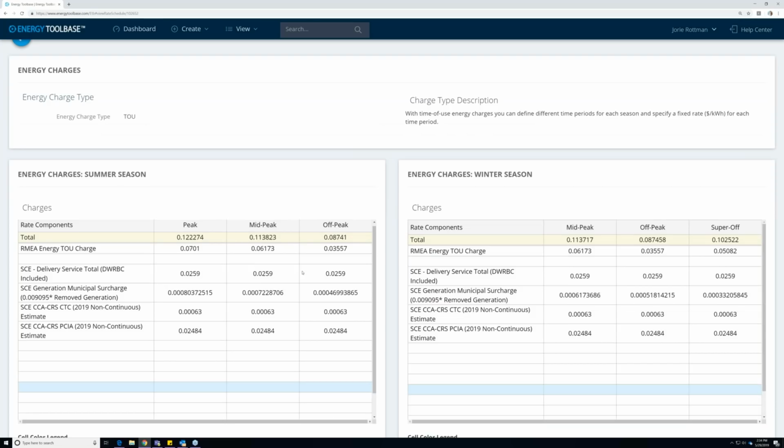But as you can see, Energy Toolbase does a really good job with making sure that the information we include in our database is accurate and that all the charges and factors associated with the rate are transparent to you as a user. The data team really takes a lot of time updating and ensuring these CCA rates are ready for your use on a monthly basis, and we are always here to help.